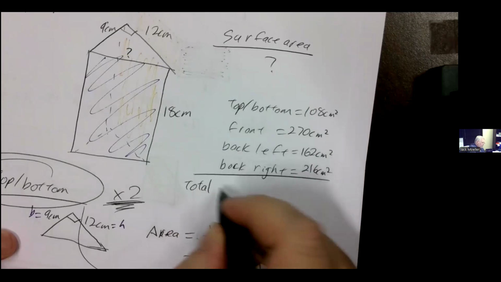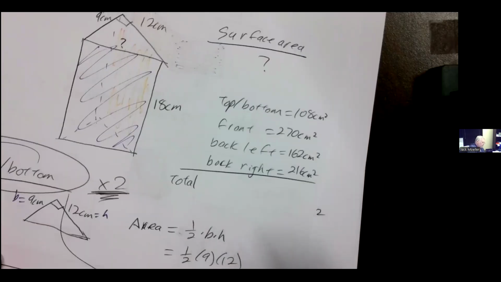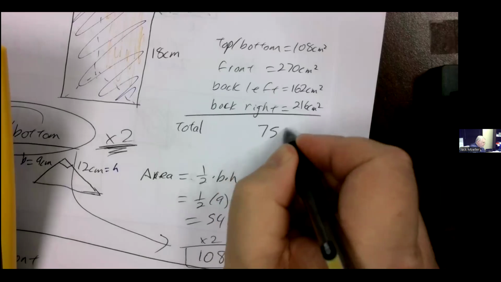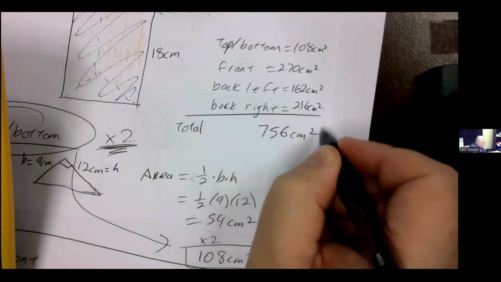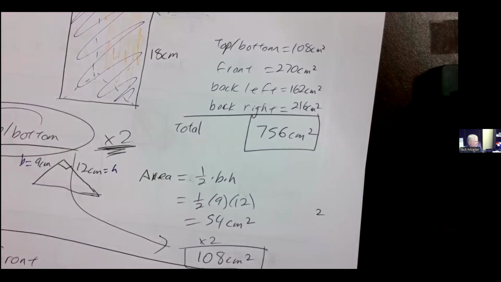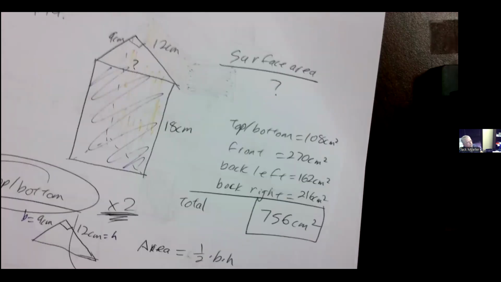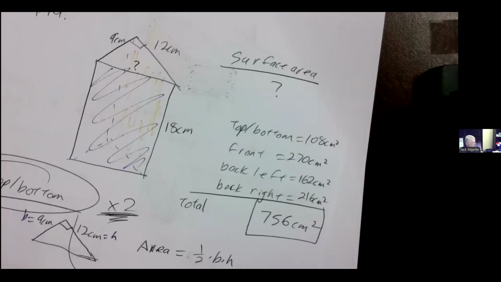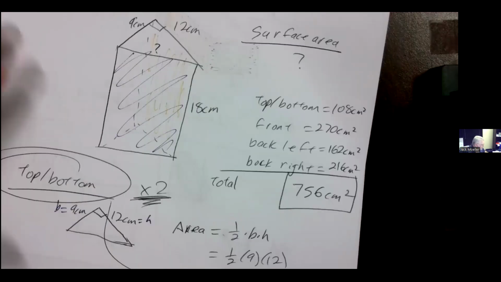So the total surface area, let's just add all those up. So from the top and the bottom, we had 108. In the front, we had 270, 162, and 216. So the total surface area is 756. And again, we're still talking area. So 756 square centimeters. All right, that was more fun than I expected.